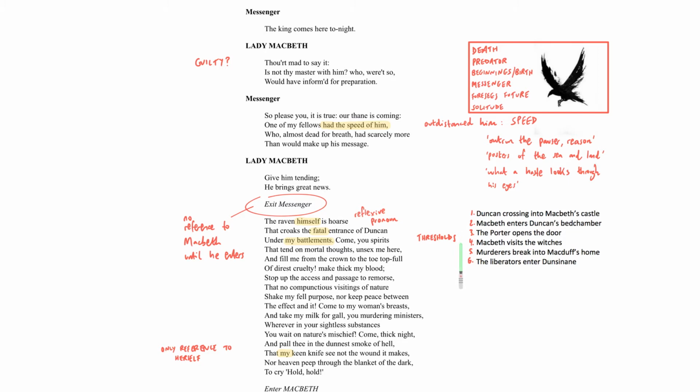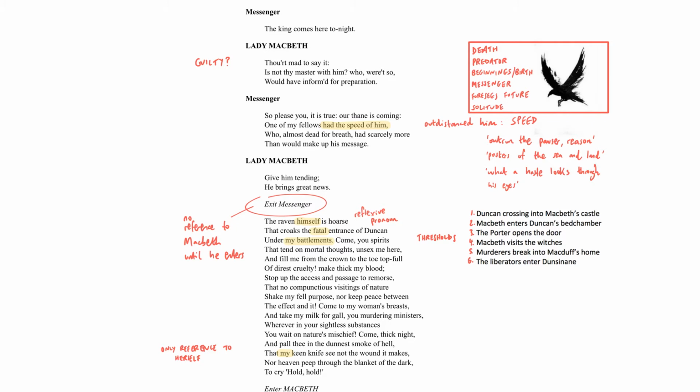Macbeth goes to visit the witches. The murderers go into Macduff's home. And then at the end, the liberators enter Dunsinane. So one way to think about the structural arrangement of the play is in terms of these thresholds. Pivotal or liminal moments in the play where some transition is crossed and then the action shifts markedly.